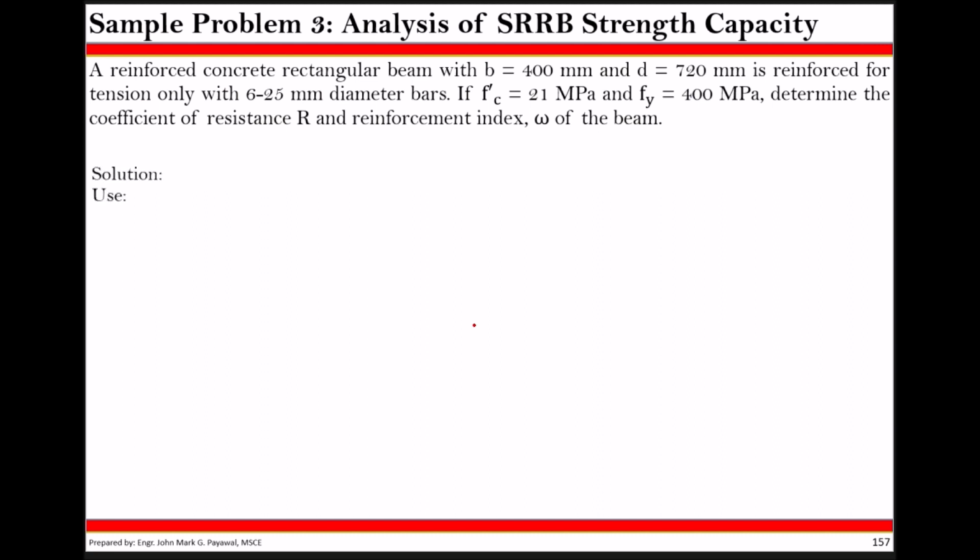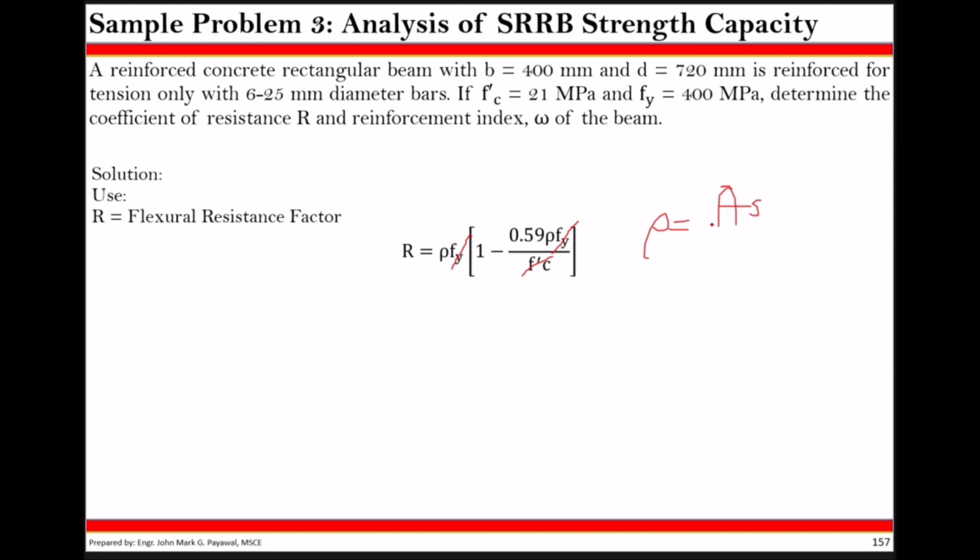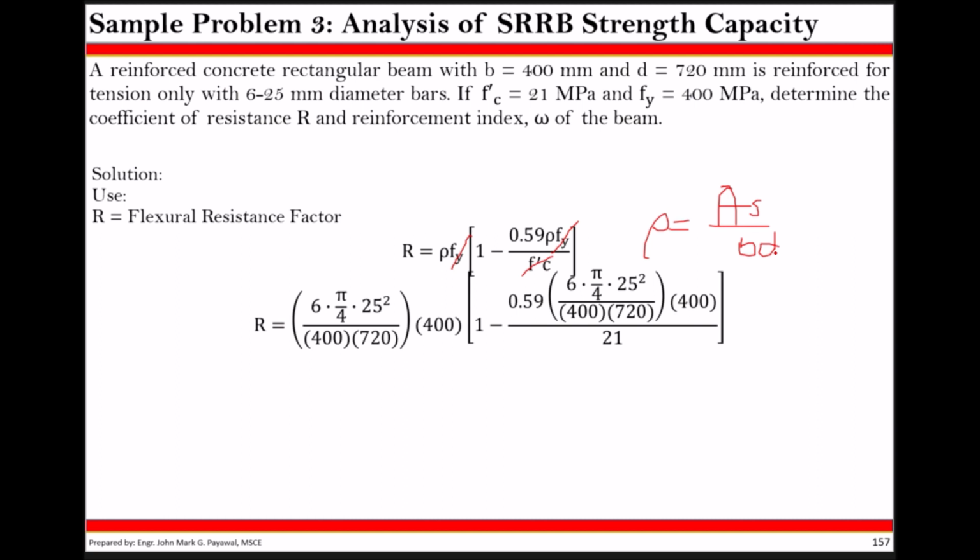Remembering, your R is actually equal to rho Fy multiplied by 1 minus 0.59 rho Fy over Fc prime. In this equation, Fy is given, Fc prime is given. But rho, if we can remember, is just your steel ratio. It's equal to As over bd. If we continue our equation, your working values are as follows.